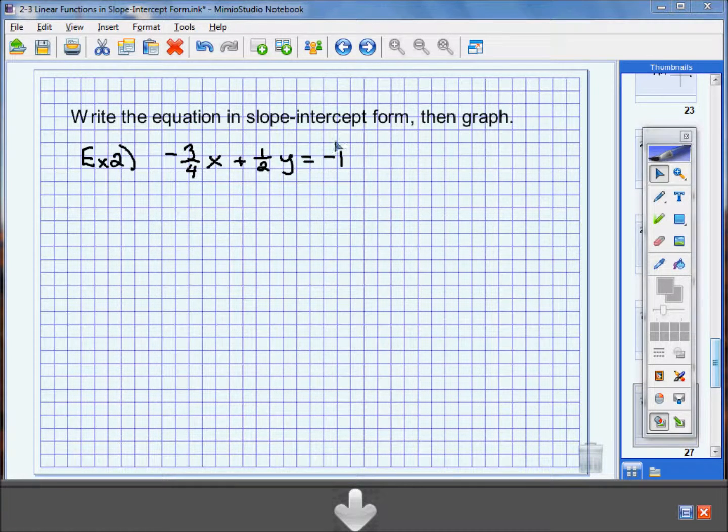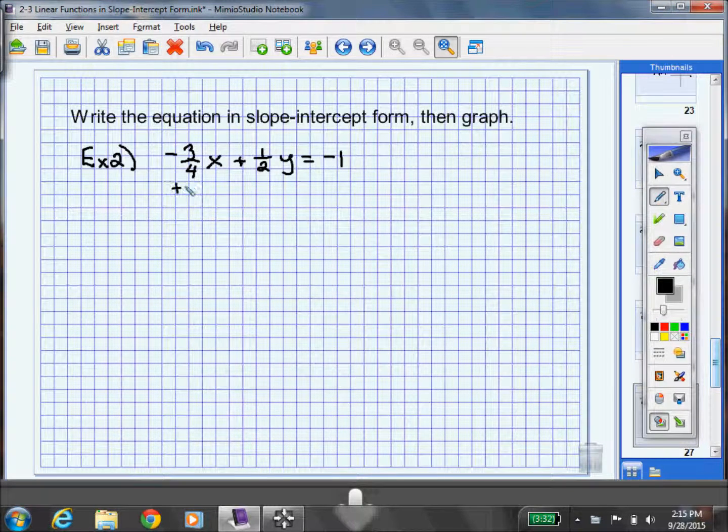What we need to do is once again solve for y in order for the equation to be in slope-intercept form. Thinking about the last one we did, what step will come first? Go ahead. Add 3/4. Good. The x. We need to move the x. We need to add the 3/4. So between the two of you, that was good. So we add 3/4 x to both sides.